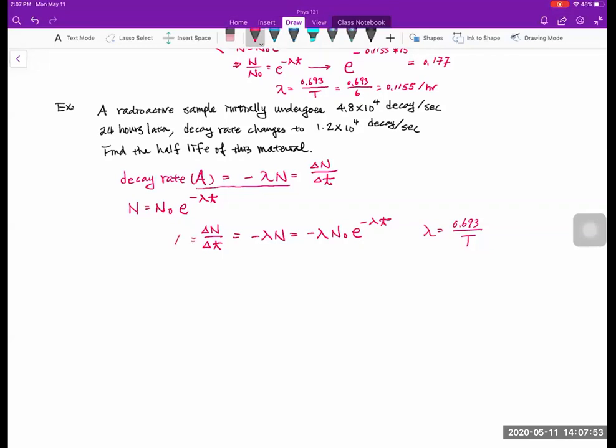This one is the A. This is the one that they give you. They give you this A at a certain time. Let's say this is the A of T1. They give me another A, this A is T2. And I can write, say, A(T1) is equal to 4.8 times 10 to the 4 decays per second, and that is equal to this one here.